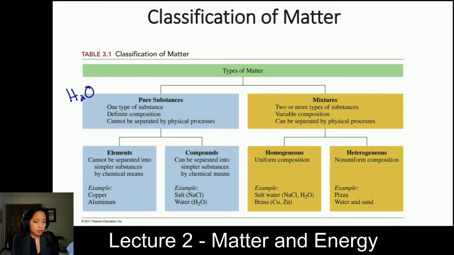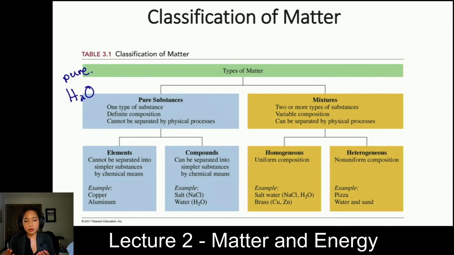Pure H2O has a definite composition. There's 2 hydrogens for every 1 oxygen. I can't separate this anymore. So if I start taking hydrogens and oxygens away, right, it would no longer be water anymore.